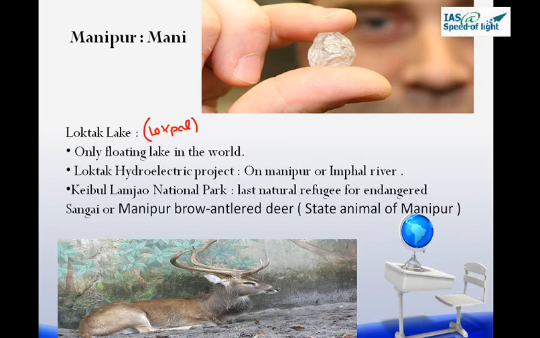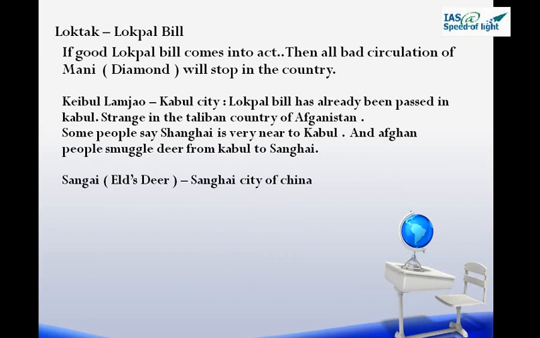And there's also Keibul Lamjao National Park, and it is the last natural refuge for the endangered Sangai or Manipur brow-antlered deer, which is also the state animal of Manipur. So Loktak is Lokpal Bill. If a good Lokpal Bill comes into act, then all bad circulation of money, that is diamond, will stop in the country. So Loktak is Lokpal, right? And what will it stop? It will stop the circulation of black money or the monies, diamonds in the country. So Loktak, Manipur.